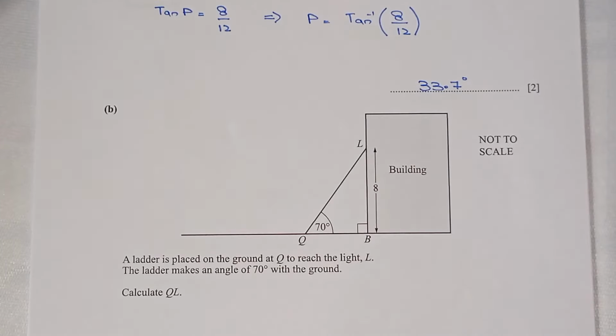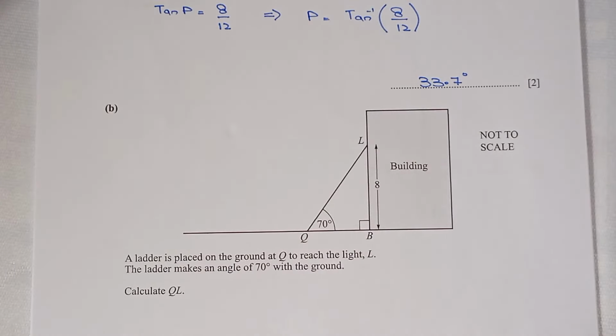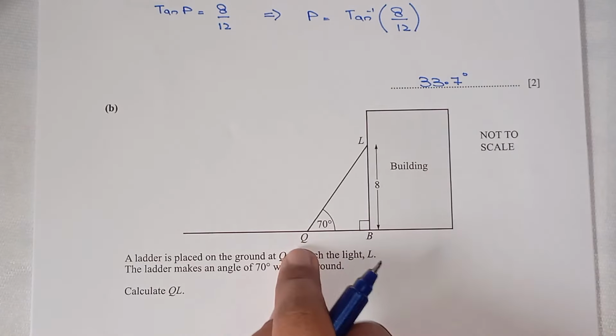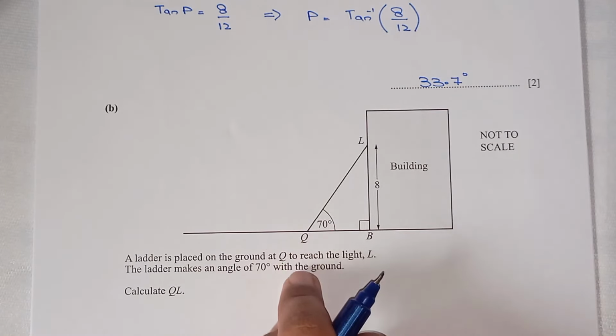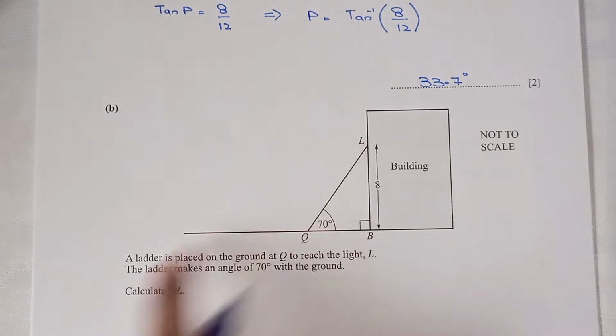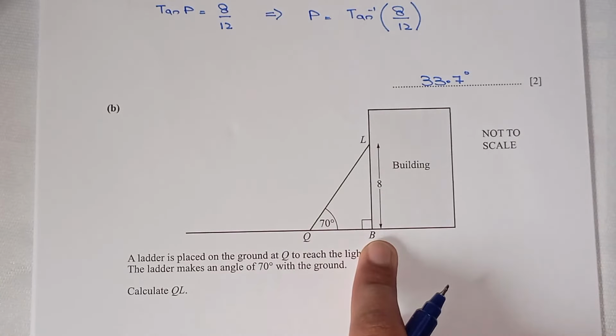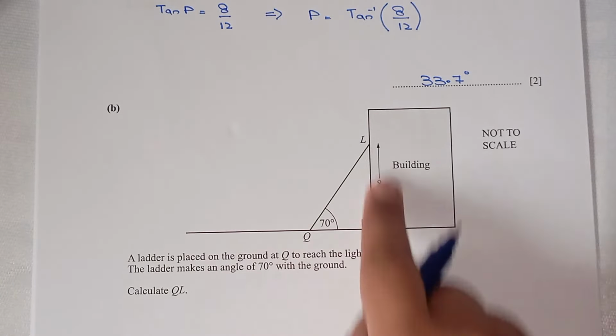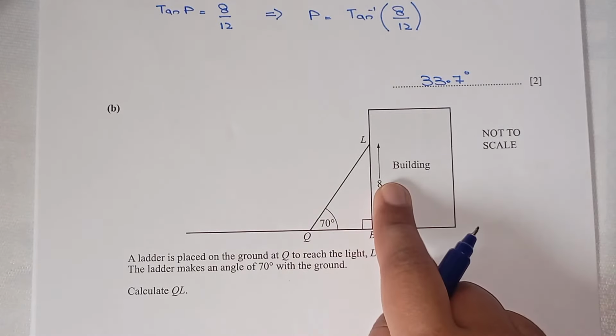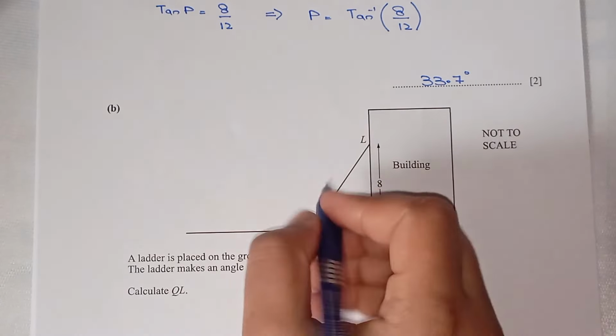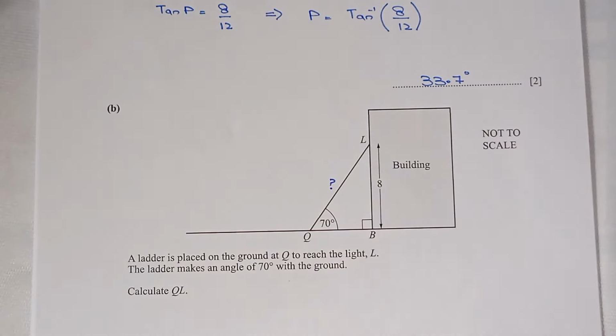Now for the B part, a ladder is placed on the ground at Q to reach the light L. The ladder makes an angle 70 degree with the ground. Calculate QL. This is QL. Again, QLB is a right angle triangle. We have given the angle Q and we have given the opposite of Q. We need to find QL. This side we need to find, that is the hypotenuse.